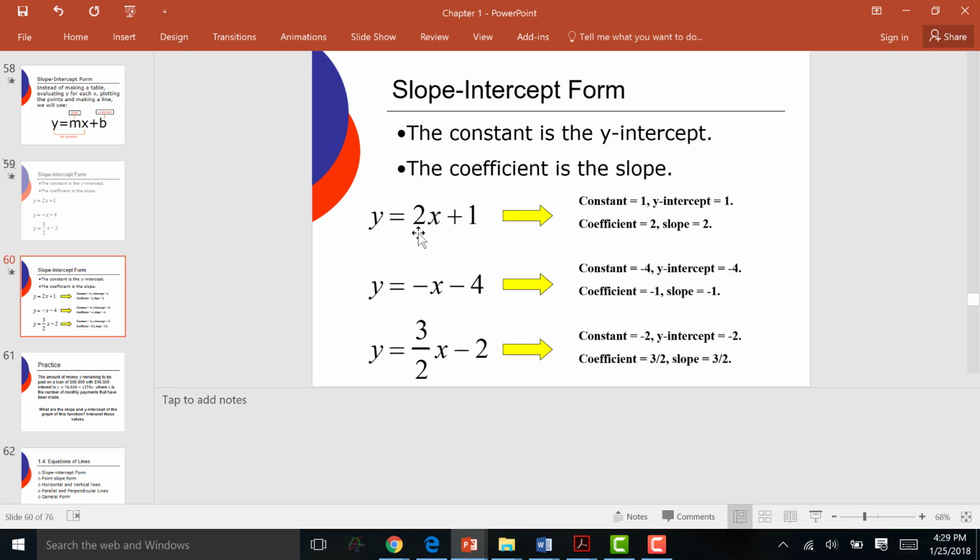All righty, so now you help me with the last one. Equation number 3 says y equals 3 over 2 times x minus 2. All right, what's the slope? 3 over 2, that I'm going to use as the rise over run, correct? Okay, and what's the y-intercept?